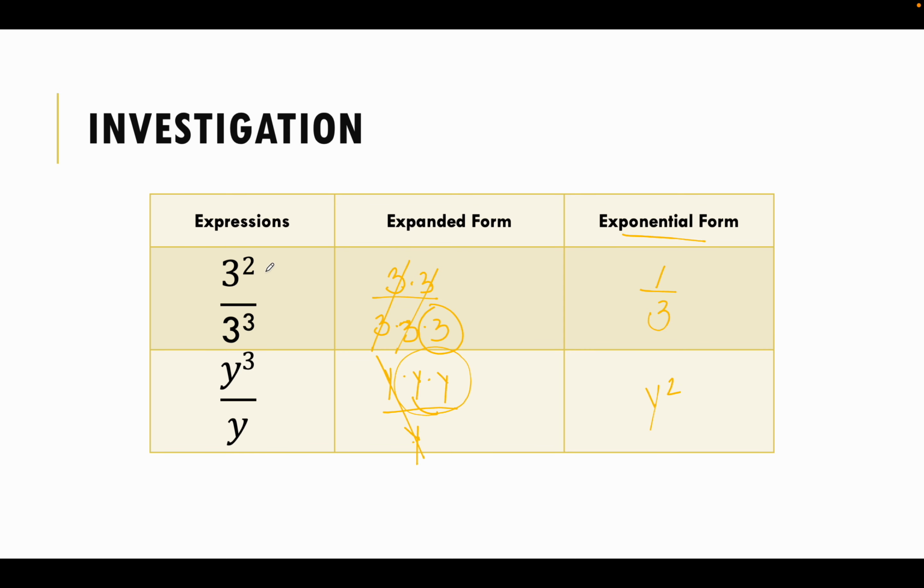How can I look at my original expression and, skipping this expanded form, jump straight to the exponential form? Keeping in mind that y has an exponent of 1, you might have noticed that I can simply subtract the powers to get my power in the simplified version. 3 minus 1 is 2. In this first example, 2 minus 3 is -1, which is why we end up with a 3 on the bottom, because 3 to the negative first power is equal to 1 over 3 to the positive first power.